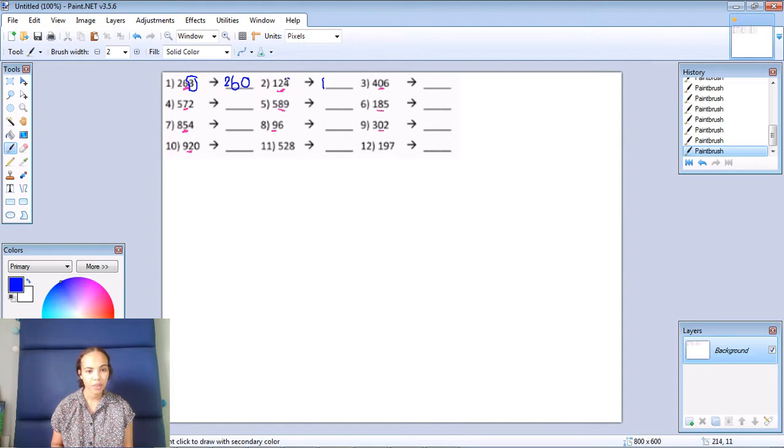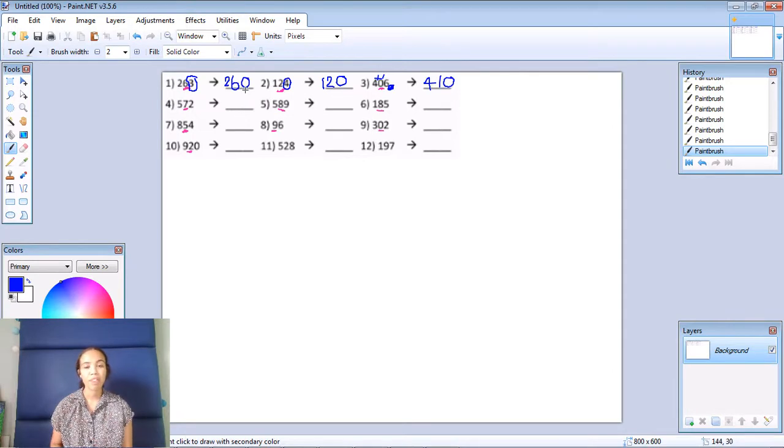In the units column, do I have 5 or more? Nope. Stays the same. Do I have 5 or more? Yes, I do. I have 5 or more over here. So plus 1 over here. In the tens column, that is closer to 410 than it is to 400.